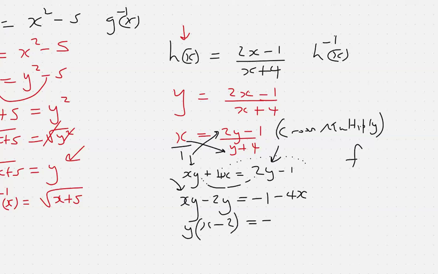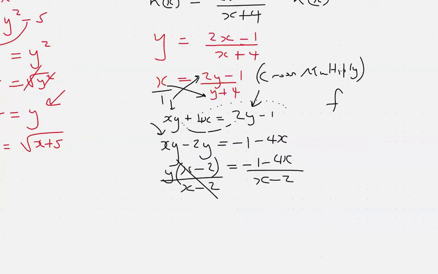Therefore, if I divide both sides by x minus 2, that cancels that. Guess what happened now? I cancel that, and I'm going to end up with y is equal to minus 1 minus 4x over x minus 2. All right? Lovely.